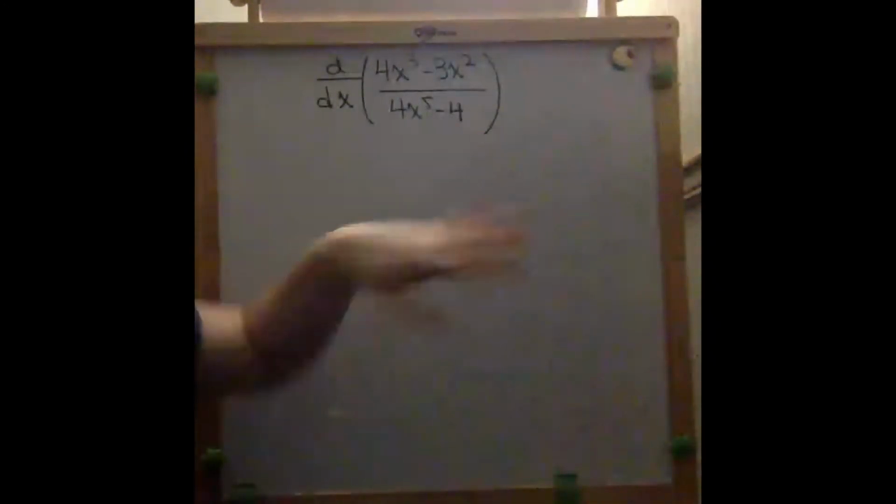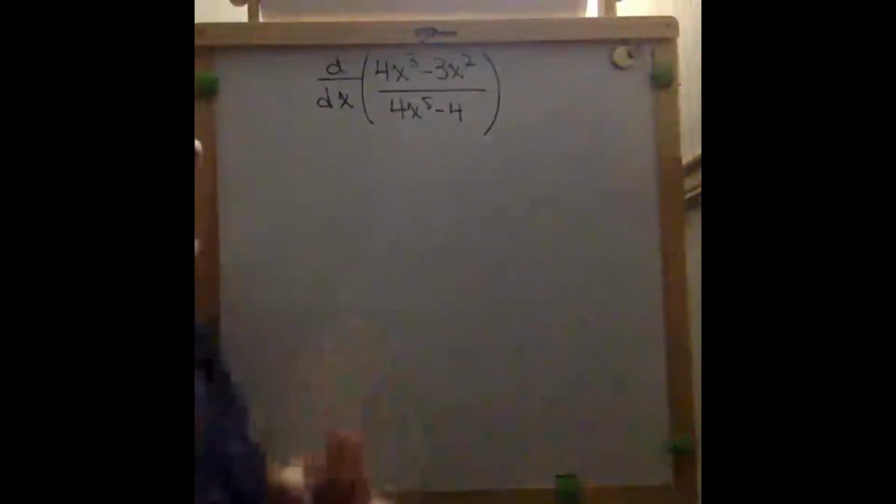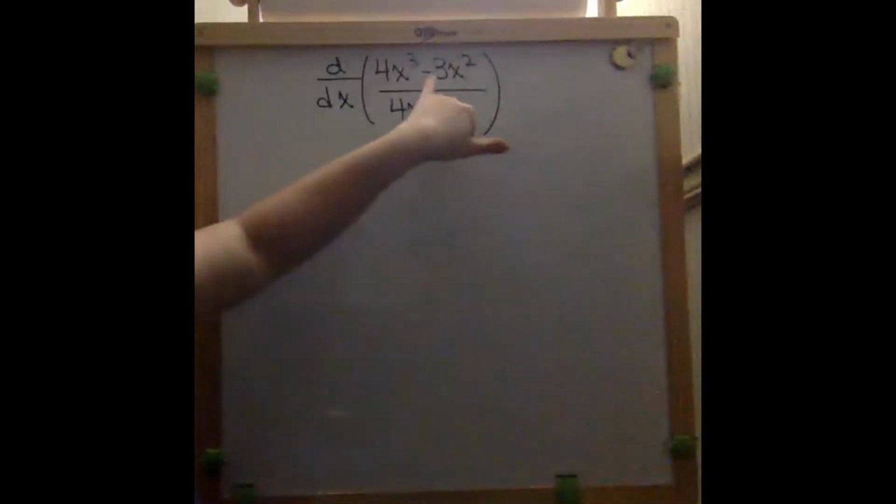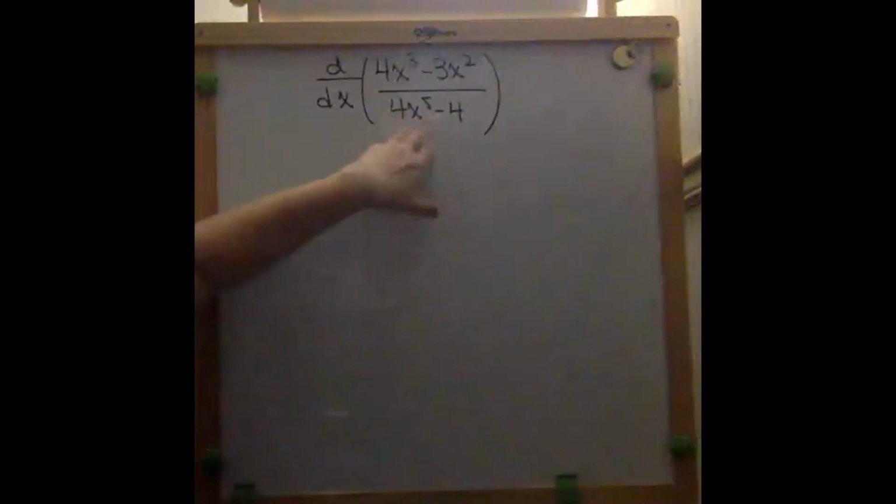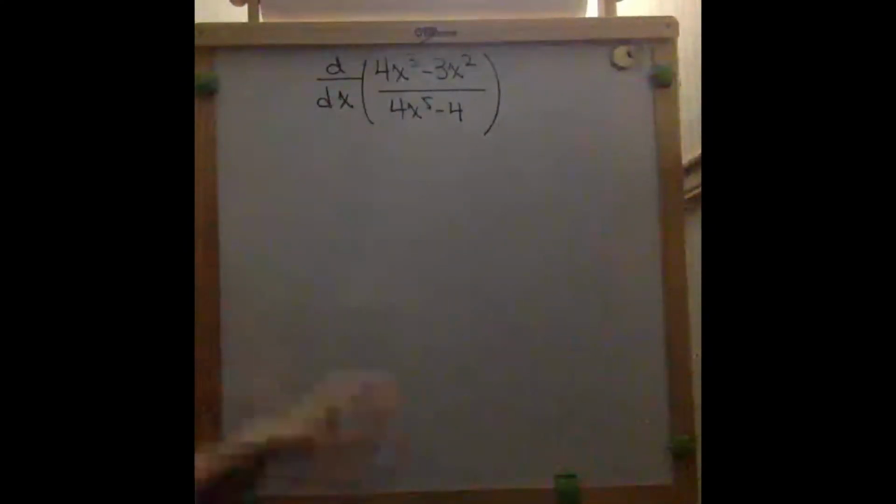In the second example, we see a little bit more of a complicated quotient here. We have 4x cubed minus 3x squared over 4x to the 5th minus 4. So this is definitely a problem where I really want to show you all the step-by-step, which may not be as easy to see if you're looking at it through a PowerPoint.